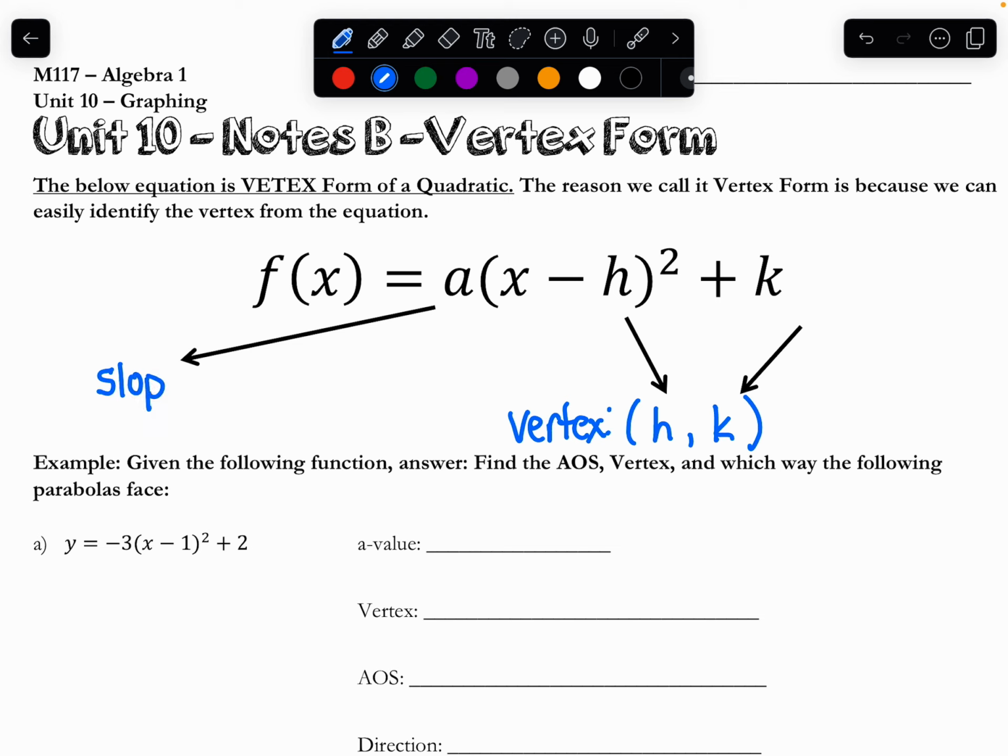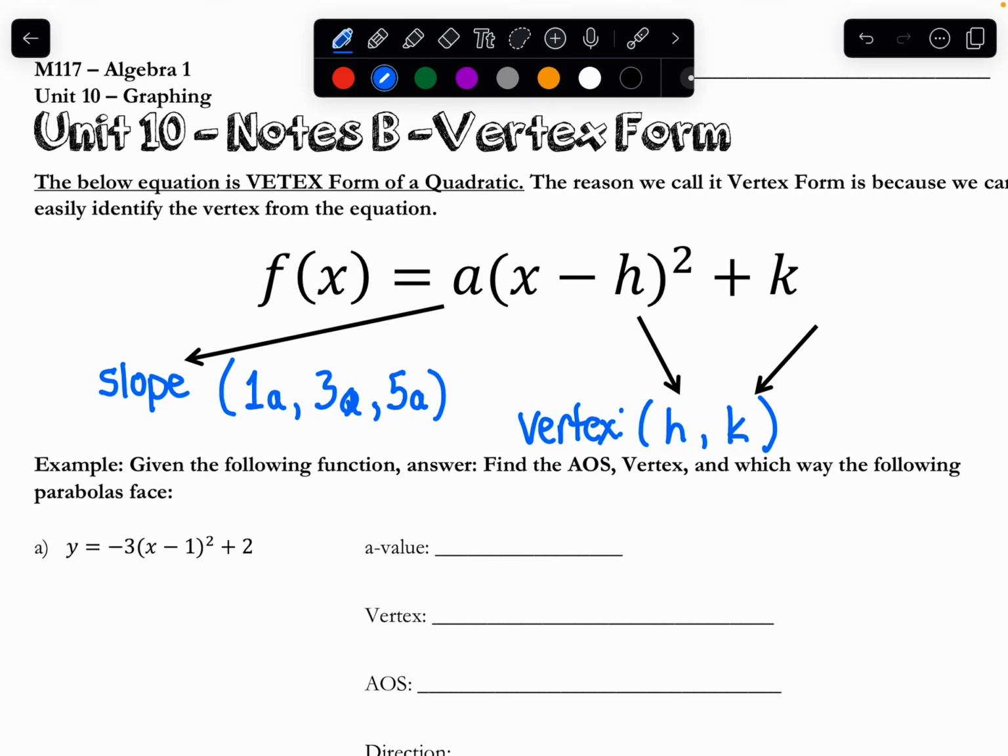Now, this isn't a linear slope, so the term slope is a little bit deceptive. But what we do to get points is we're going to do 1 times our A value, 3 times our A value, and 5 times our A value. We'll see what that looks like when we get to the graph. So in this first section, we're just going to practice a bit.